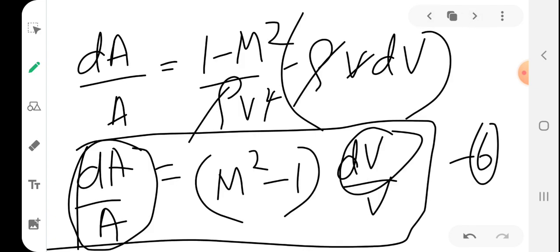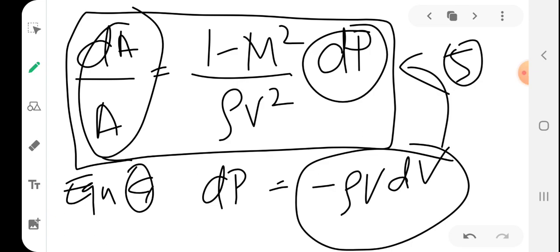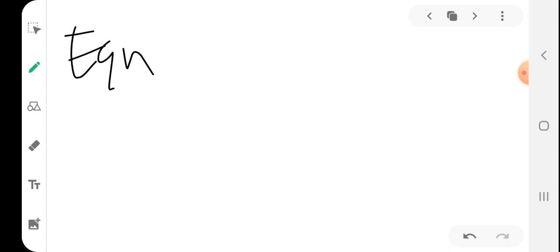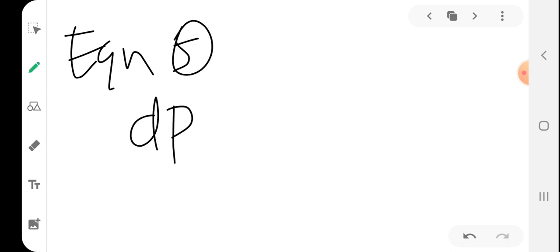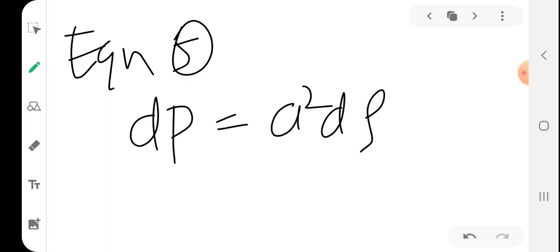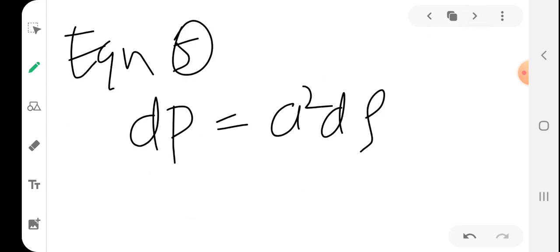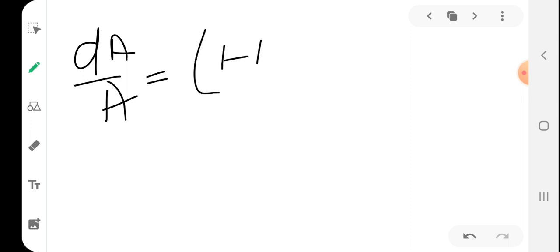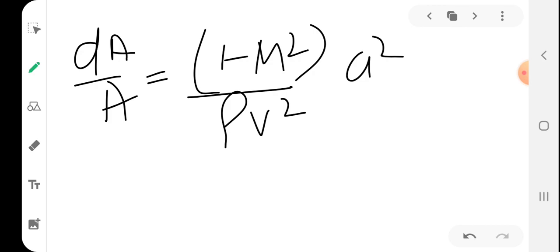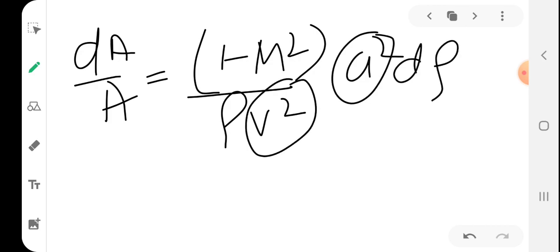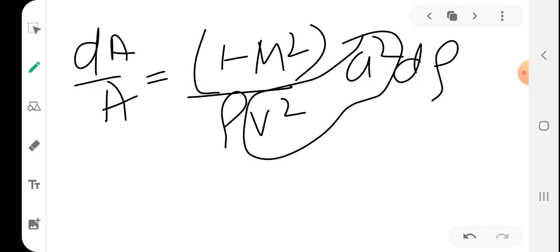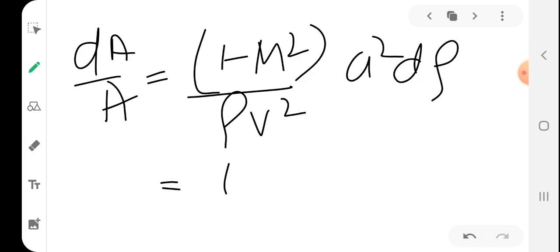Now another equation. Students, take equation 5. In equation 5, dp can be substituted with a square d rho, because dp by d rho is nothing but a square. So I am substituting dp with a square d rho. Students, what will the equation become? dA by A equal to 1 minus Mach square by rho v square into a square d rho. So a square by v square is nothing but 1 by Mach square, right? So it will be 1 minus Mach square by Mach square into d rho by rho.